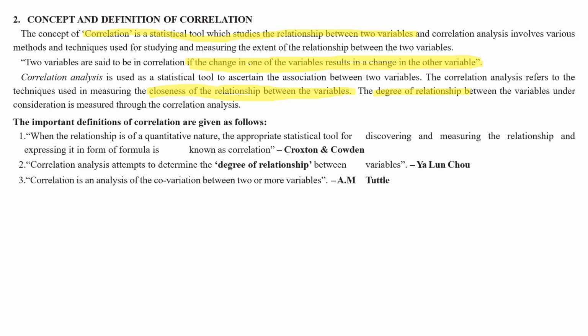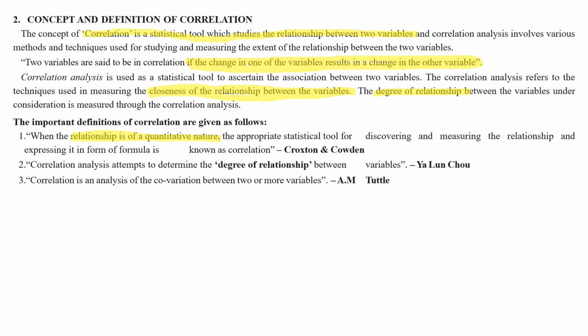Croxton and Cowden say that when the relationship is of a quantitative nature, the appropriate statistical tool for discovering and measuring the relationship and expressing it in the form of a formula is known as correlation.